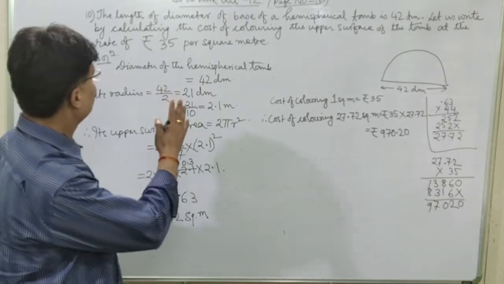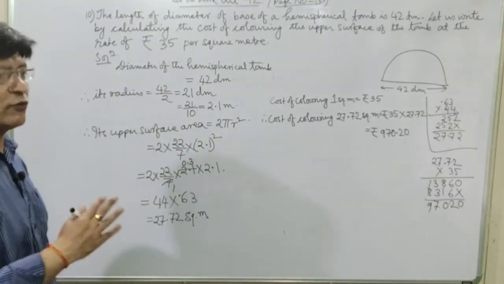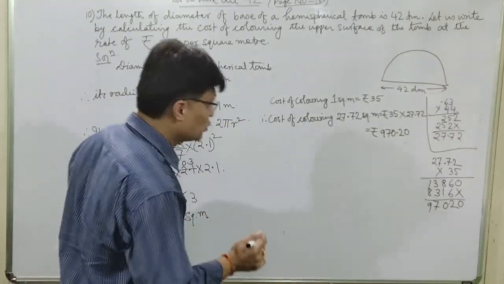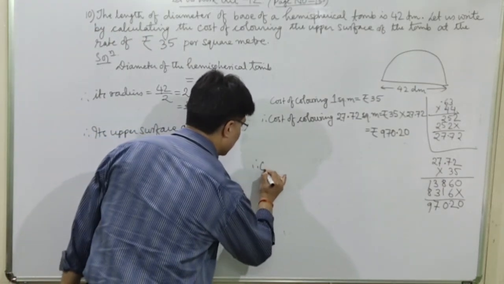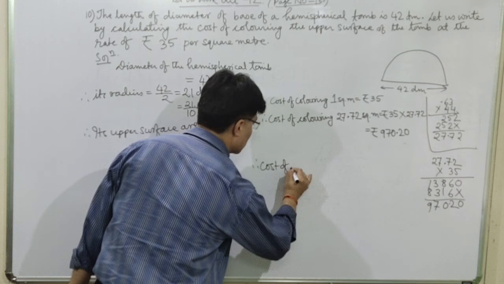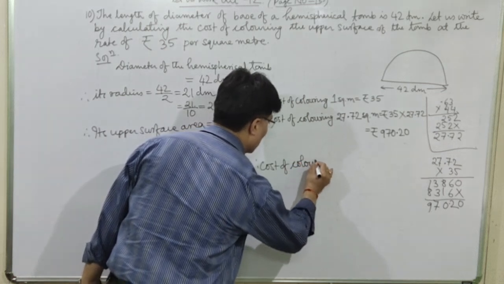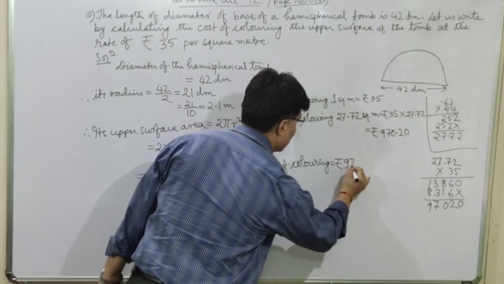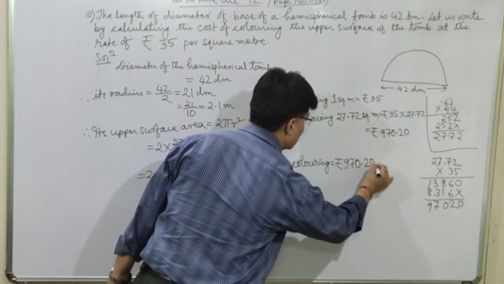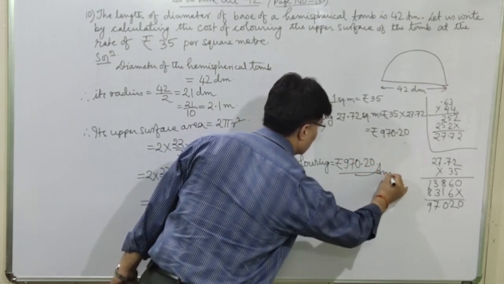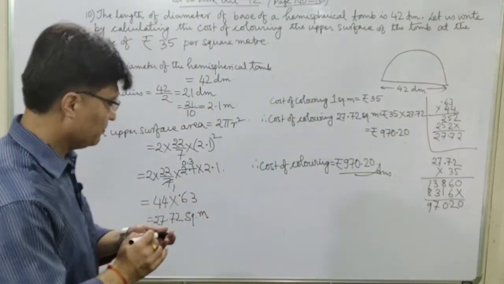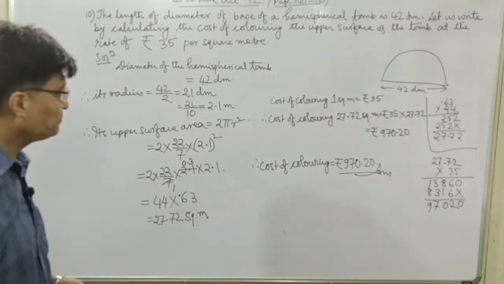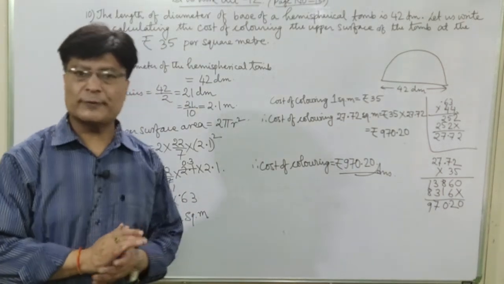So I think you have understood it. So what is the answer now? What is the cost of coloring the upper surface of the tomb? It is rupees 970.20. Therefore, you write down as answer: cost of coloring is equal to rupees 970.20. So this is your final answer. I think you have understood it. You can copy it. So this much is for today.